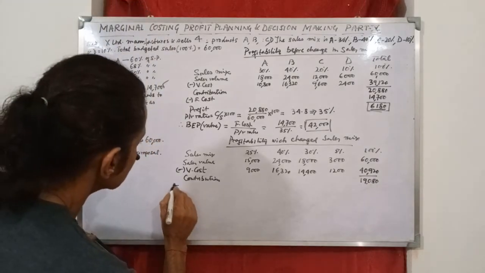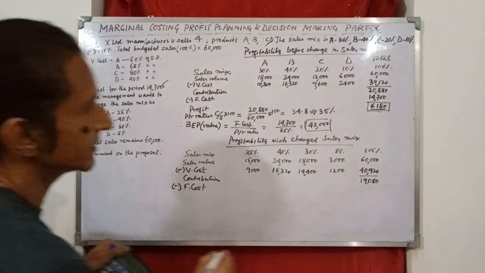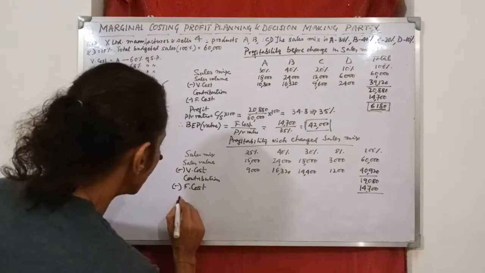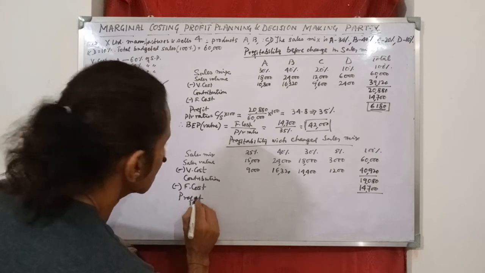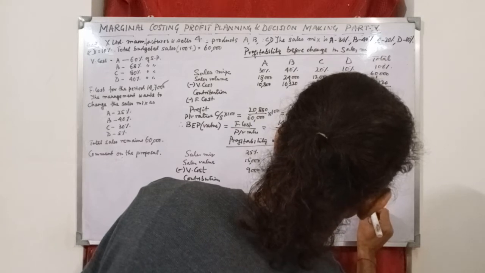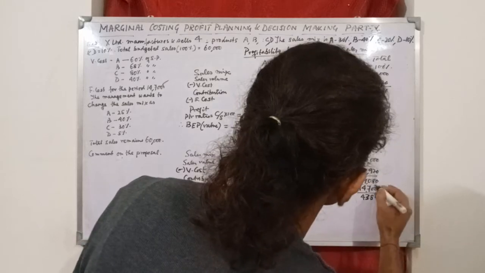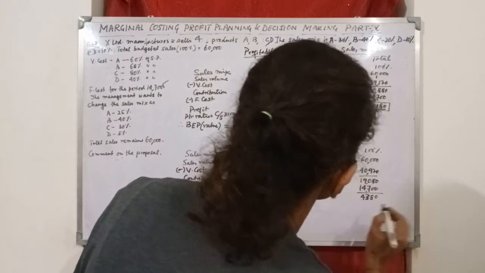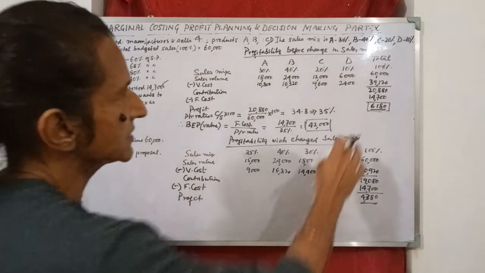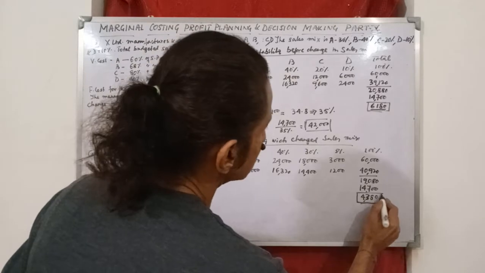Now from contribution we deduct fixed cost. Fixed cost remains at how much? 14,700. Therefore profit is 19,080 minus 14,700. That is 4,380. Before change the profit is 6,180 and after change the profit is 4,380. So certainly the profit is declining.